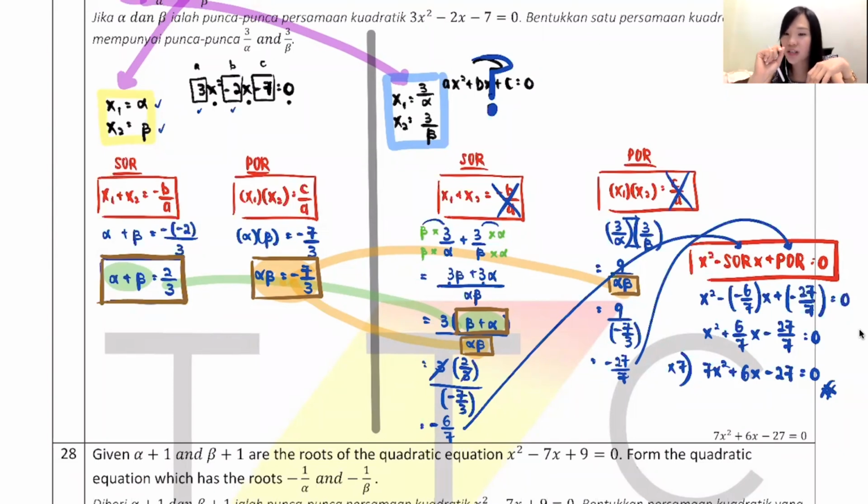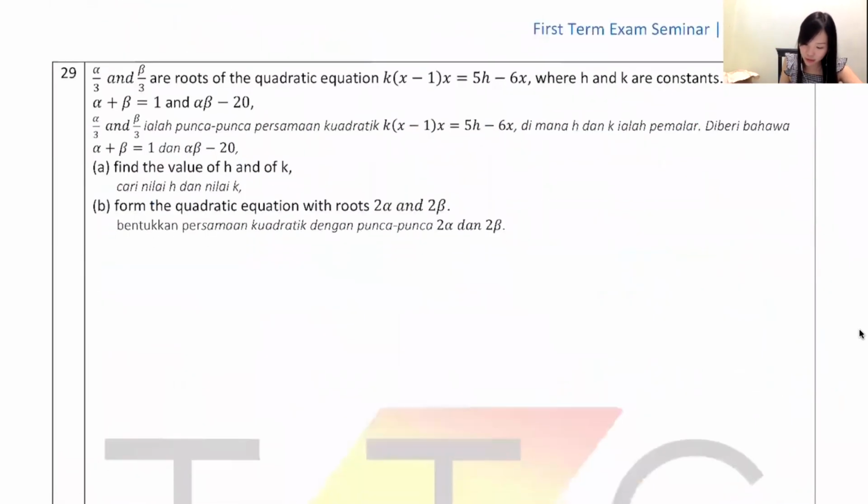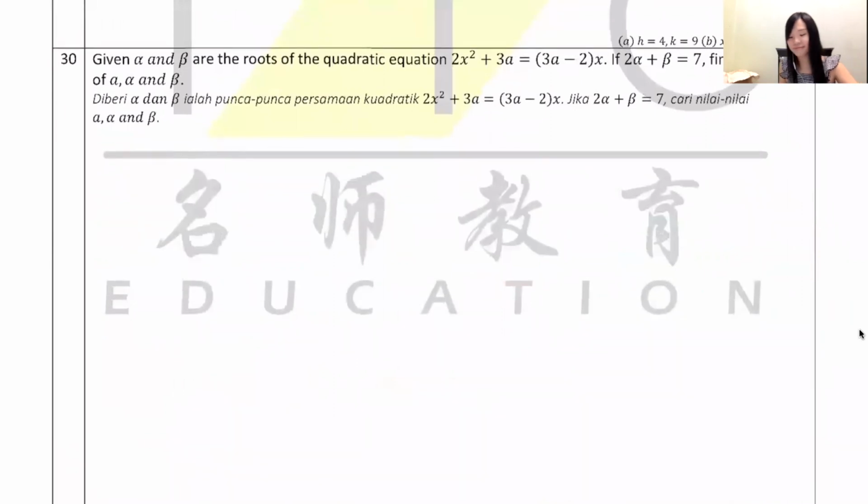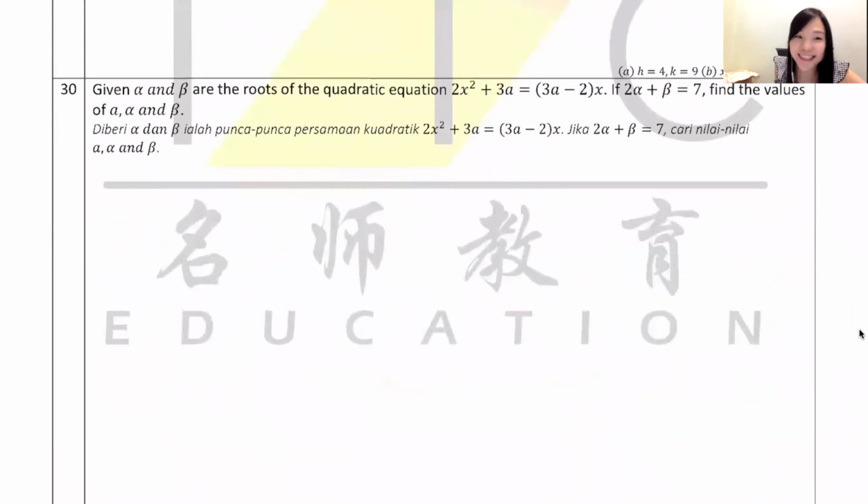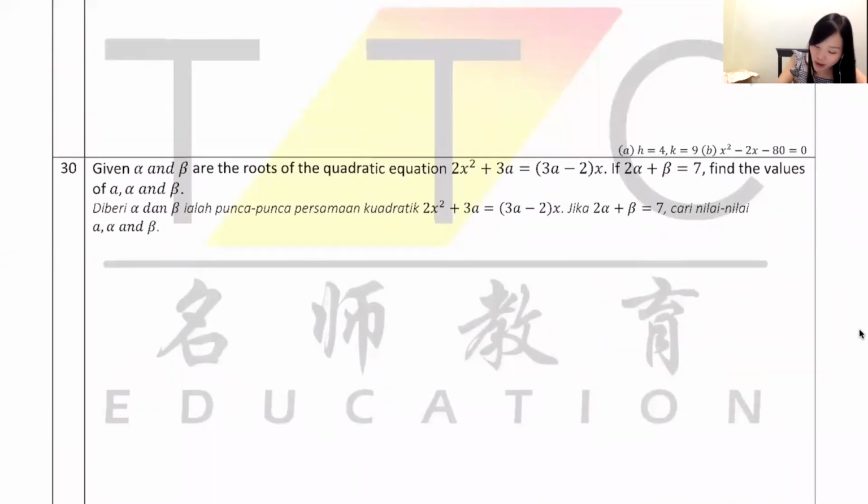We do one more. Even though only left 2 minutes, but I do one more. Okay? One more, okay? Let's go on. 5, 4, 3, 2, 1. Done. Okay. I want to do this one. This is good. So my dear, 30. Let's go on. They say alpha and beta are the roots for this equation.